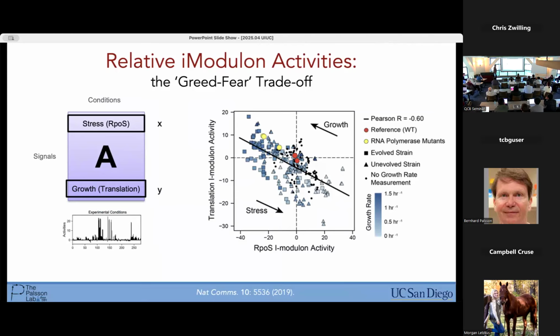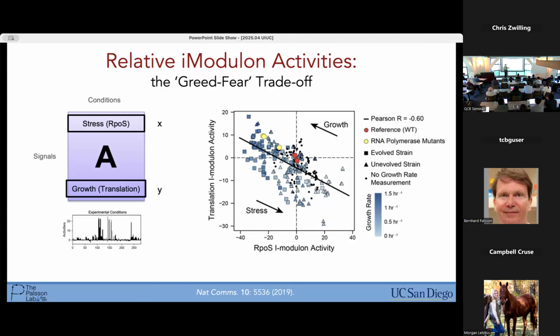Now I can start to look at things like the so-called fear-greed trade-off that we see everywhere in biology, all the way from Wall Street, as we've seen in recent days, down to lowly bacteria trying to hedge against risk in the environment. So RpoS is this general stress regulator that measures the stress readiness of the cell, in response to many different stresses. The growth iModulon here are mostly the ribosomal protein, so the faster the cell is growing, the higher this activity is. So across these rows in here, I have some spectrum like this.